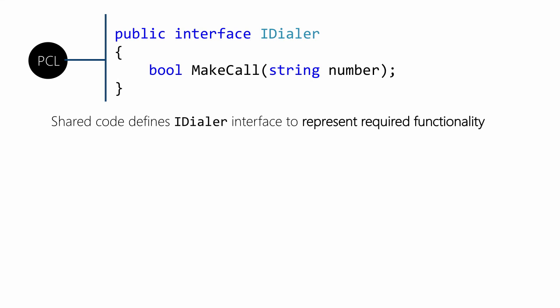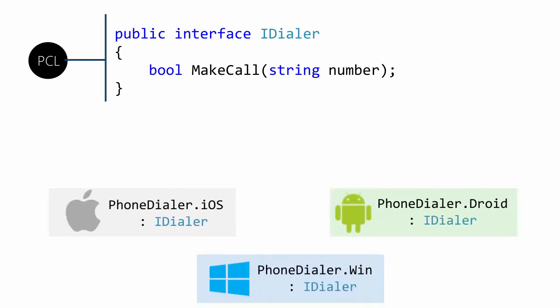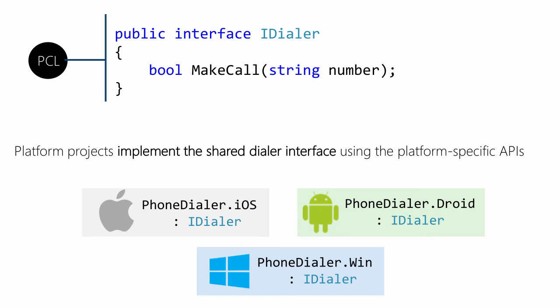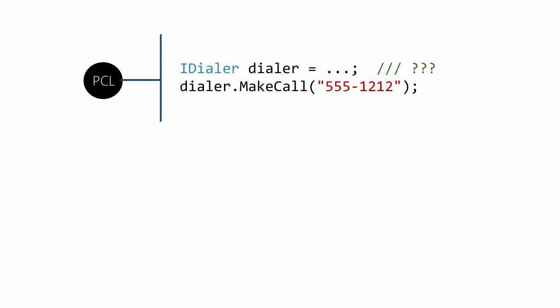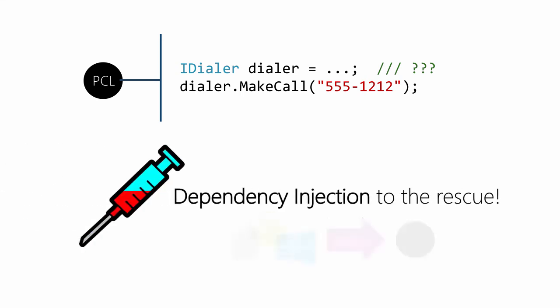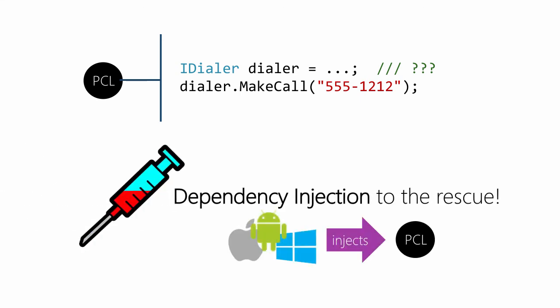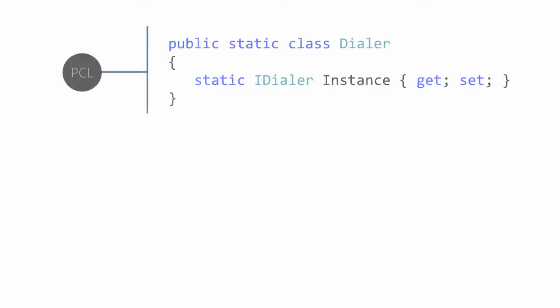We could then provide separate, unique implementations of this interface for each platform that we need to support. These implementations would be in our platform-specific projects, so they could take advantage of the APIs that we can't use directly in our shared code. The PCL code will then use this dialer interface to actually invoke the logic. But first, we need to somehow gain access to that implementation. The way that we're going to do that is we're going to use a technique called dependency injection. This is a fairly popular design pattern where we pass in the implementation that's necessary in the form of our abstraction, in this case, our IDialer interface.